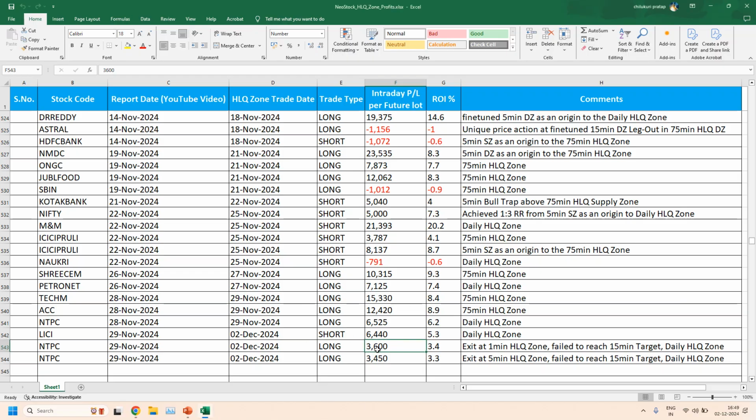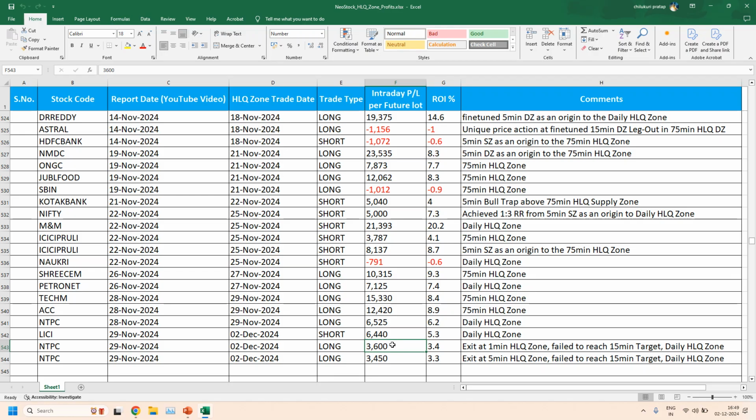In the NTPC first trade you would have got 3,600 rupees profit, which is 3.4% ROI. NTPC also has around 1 lakh or 1,10,000 rupees margin cost in futures. That's why you got good ROI, even though it looks like only 3,600. Maybe you would have bought two futures. If you would have bought two futures, you would have got some 6,000 to 7,200 rupees profit.